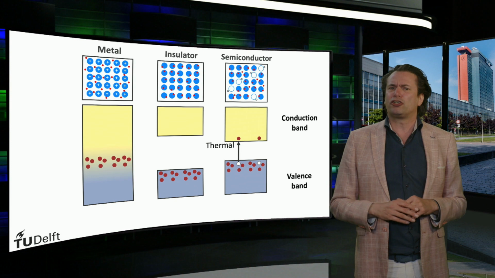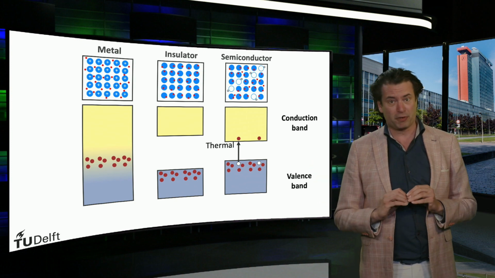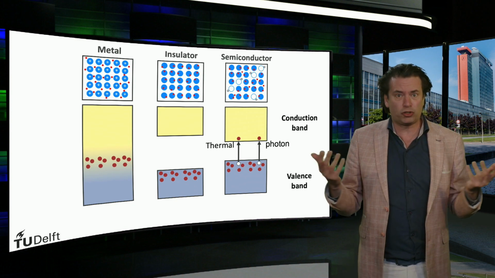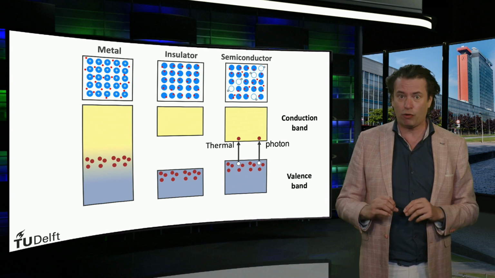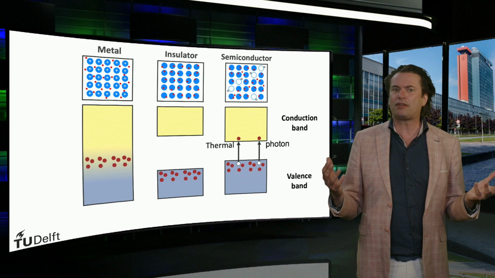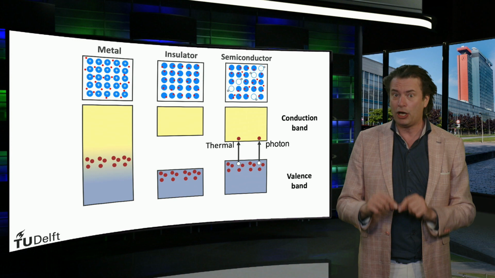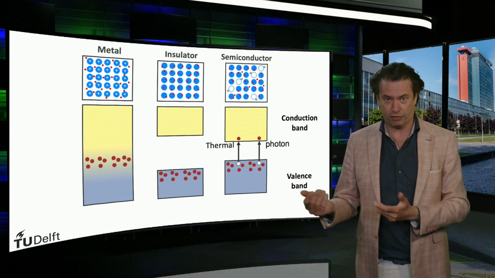In a semiconductor, some electrons can have enough thermal energy to jump from the valence band to the conduction band. This energy can also be provided by light if the photon has an energy equal to or larger than that of the band gap. This means that when you shine light with photons having an energy larger than the band gap, you can make a semiconductor material more conductive.